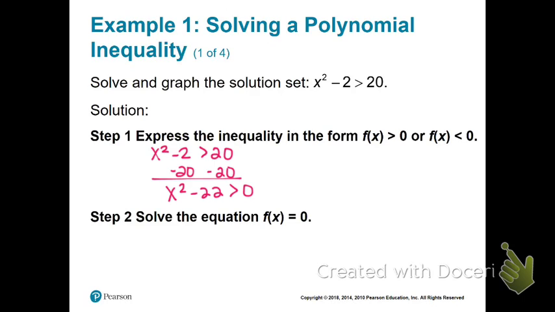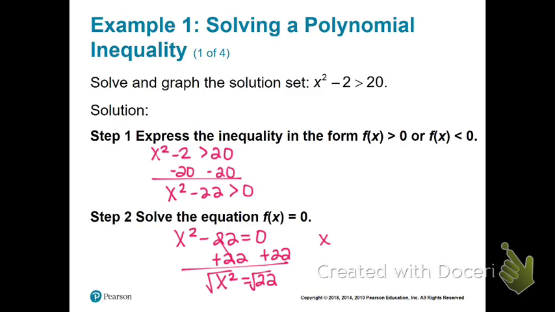Step 2 is to solve the equation. Set it equal to 0. So instead of being greater than 0, treat it like it's equal to 0. So x squared minus 22 equals 0. Solve for x. So add the 22. So x squared equals 22. How do we get rid of the square? And so we get x is equal to plus or minus the square root of 22, correct?